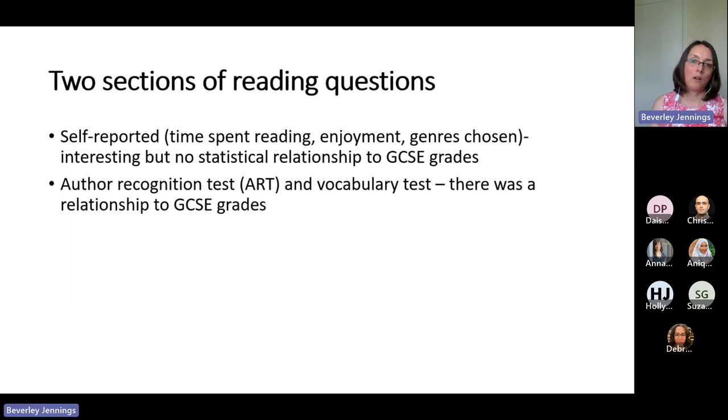And then the second set of reading questions were more objective reading measures. So I had an author recognition test and a vocabulary test. And the scores on those, there is a relationship to the GCSE grade that respondents said they got.